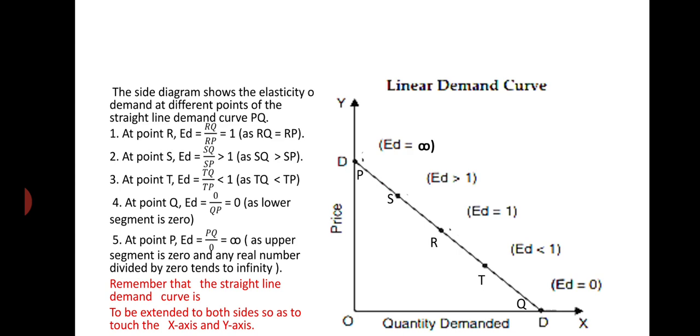Why is it less than 1? Because TQ is less than TP. You see, lower segment divided by upper segment. The lower segment TQ is less than the upper segment TP. That's why ED is less than 1.